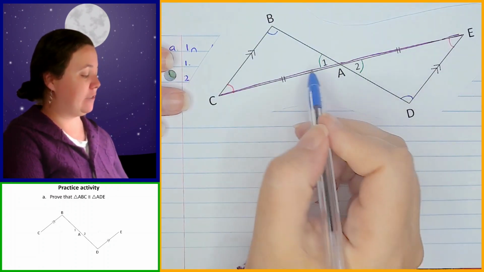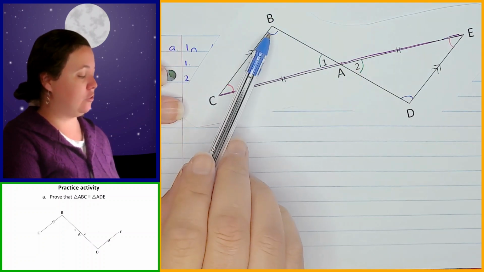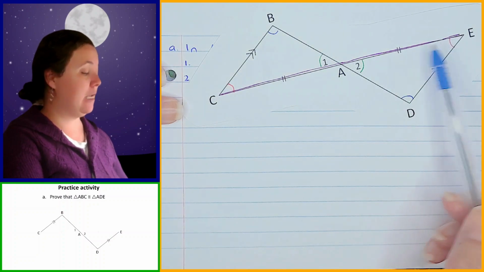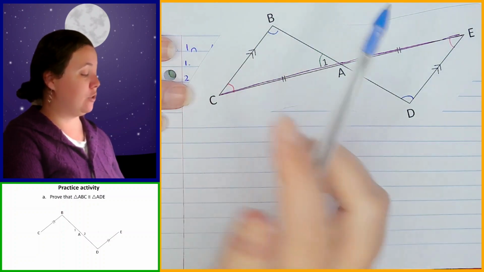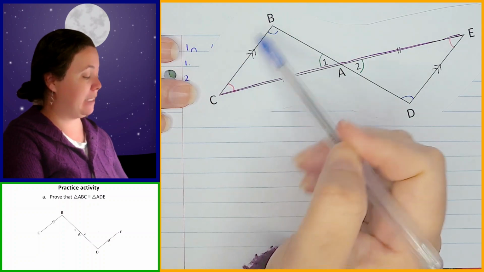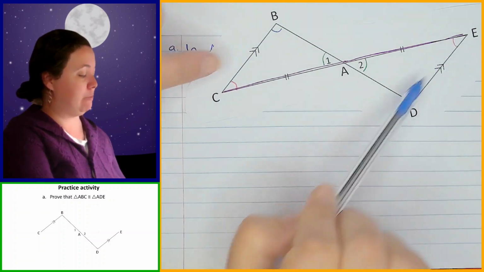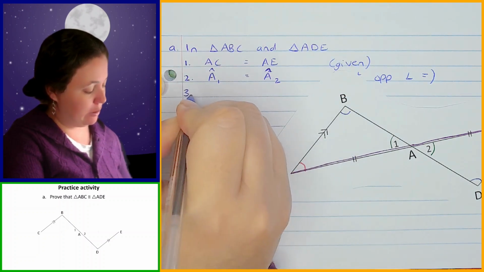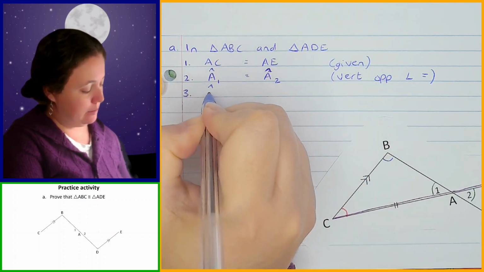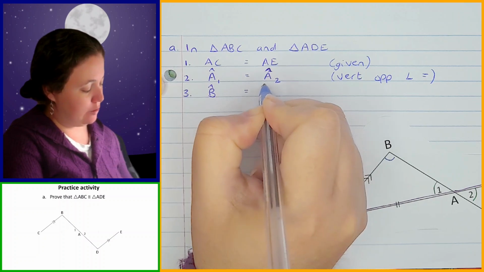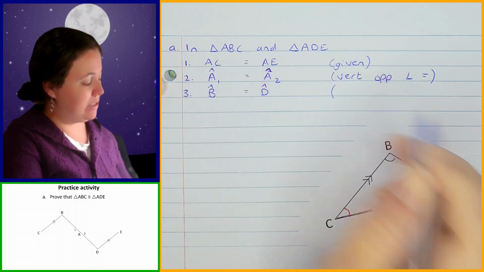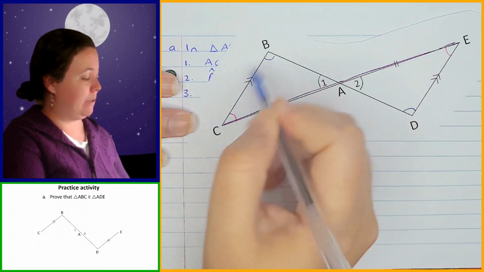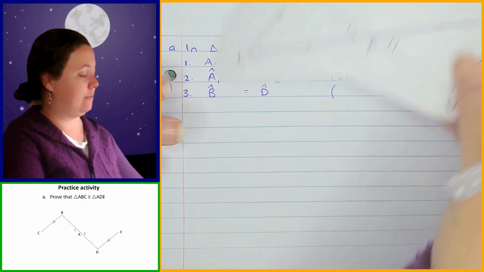Okay, so now I've done that. Now I can choose if I want to do this pair of angles or that pair of angles. It doesn't really matter. I can prove either one because they both are alternate pairs of angles with these two lines being parallel. So I'm going to do B and D. So angle B is equal to angle D. And the reason I can say that is because they are alternate angles with BC parallel to DE.